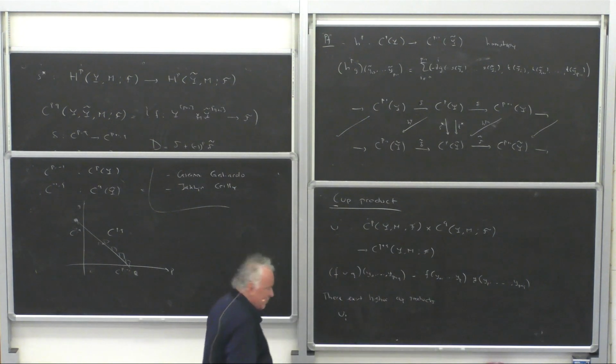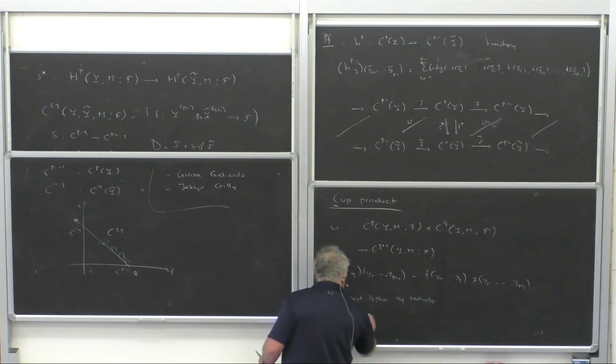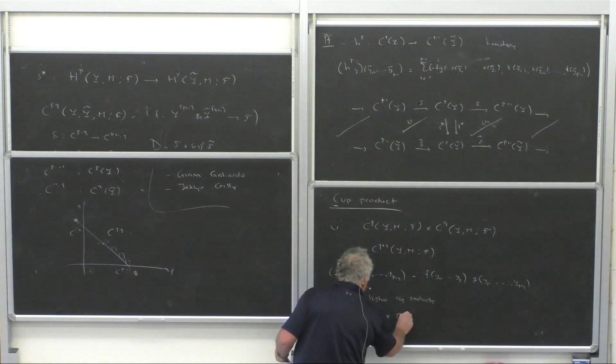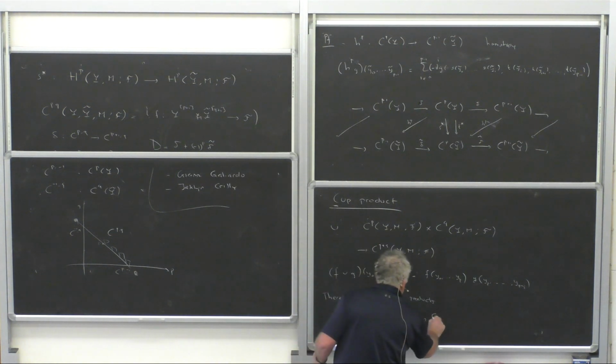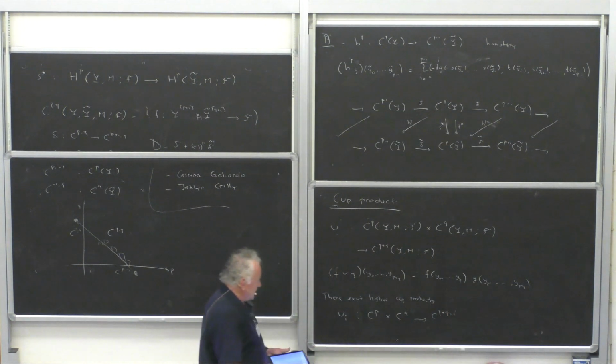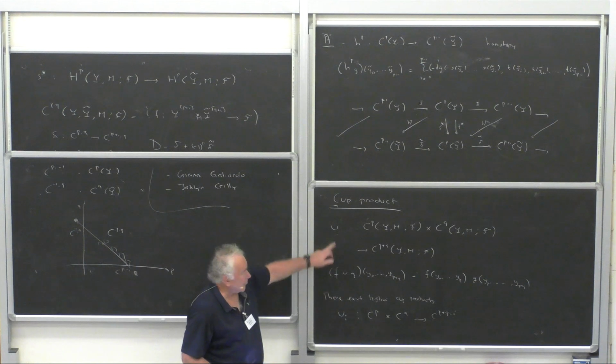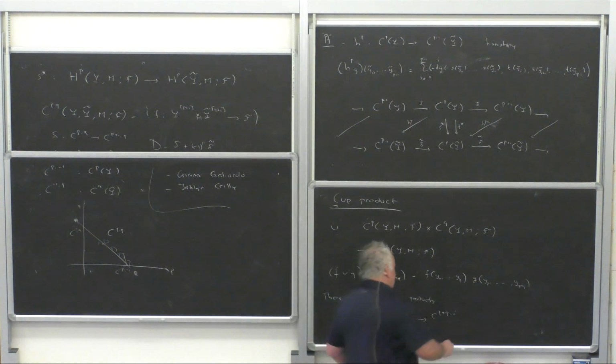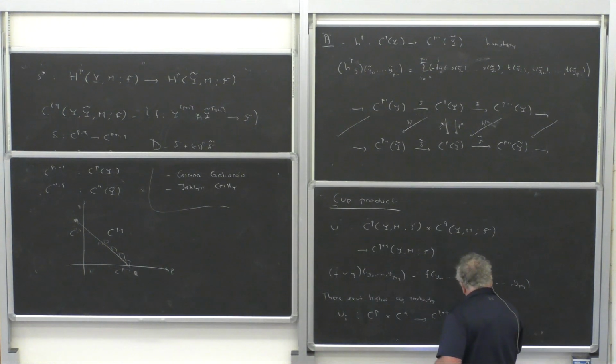We call them cup i. They go from C^p, and let me not write down the whole thing again, to C^(p+q-i), such that for i equals 0, you get the cup product there. So for i bigger or equal to 0, cup 0 is equal to cup.